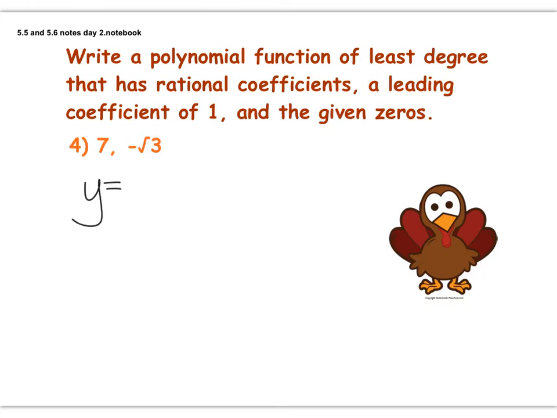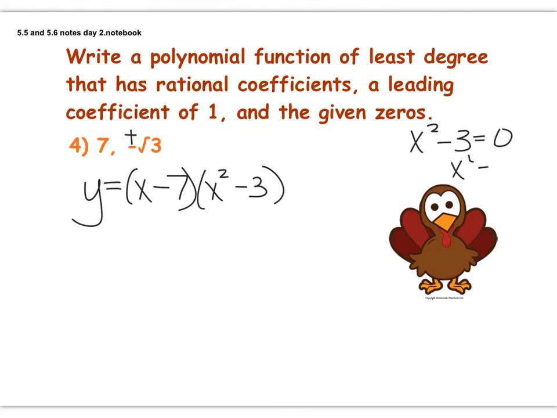So y equals, we know 7 comes from x minus 7. And I have a negative radical 3. I know that I have a positive radical 3 as well, because radicals and i's come in pairs. So that will have come from x squared, and it'd be minus 3. All right, again, x squared minus 3. If I would solve that, you would add the 3, and then take the square root, so you'd get plus or minus radical 3.